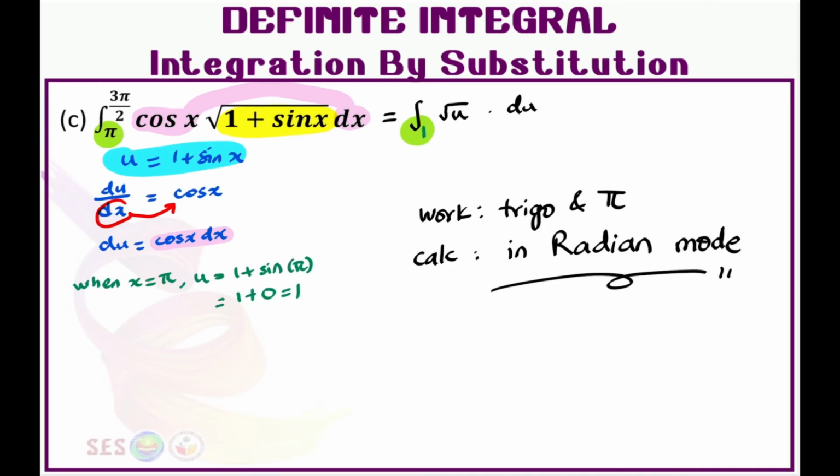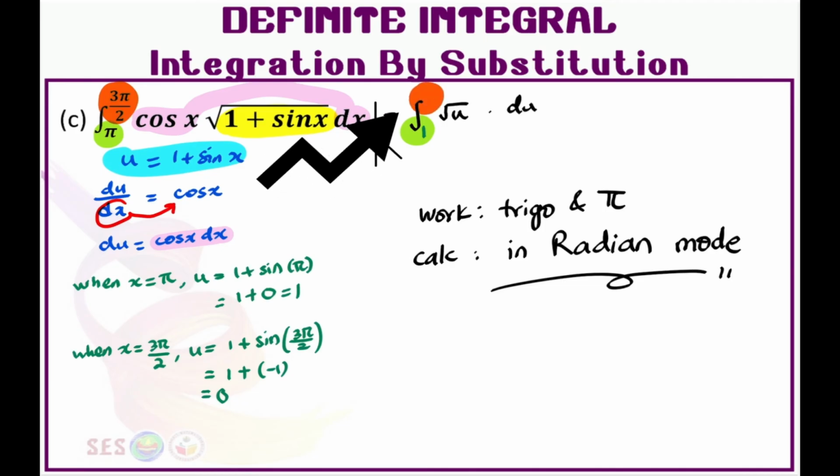Alright, so next, when we have 3 pi over 2 here, when x is equal to 3 pi over 2, my u is 1 plus sine, substitute. So press the calculator, sine 3 pi over 2 is negative 1. So the answer is 0. So I will put 0 at our upper limit over there.